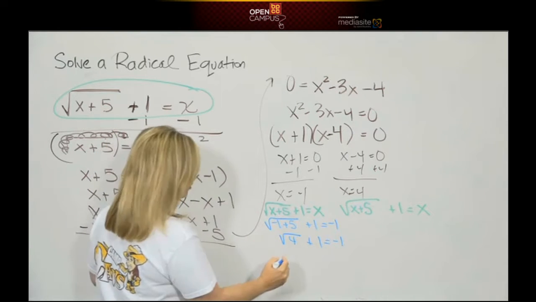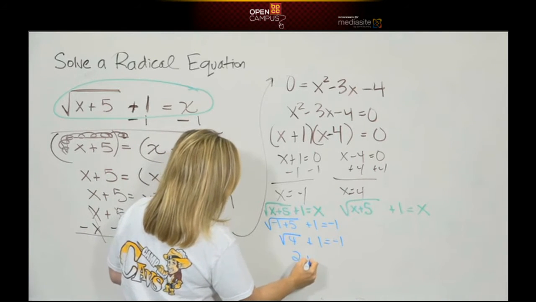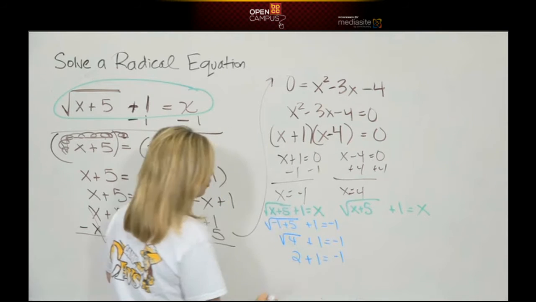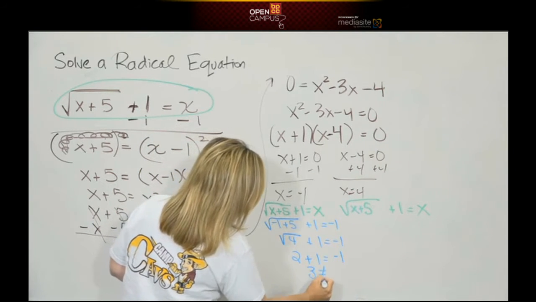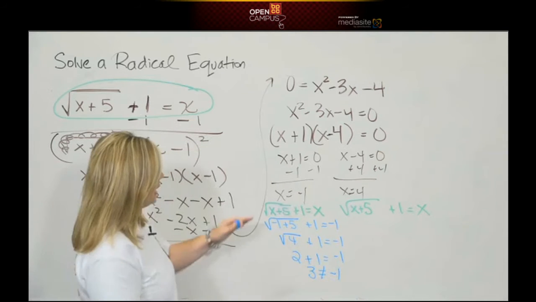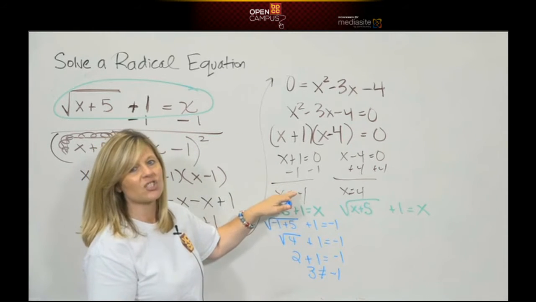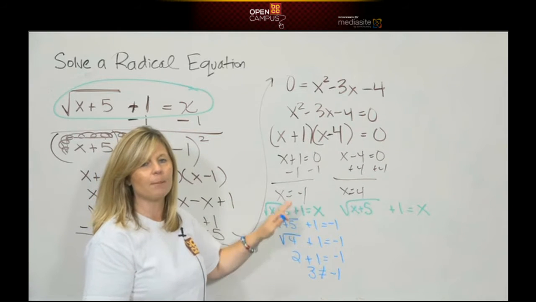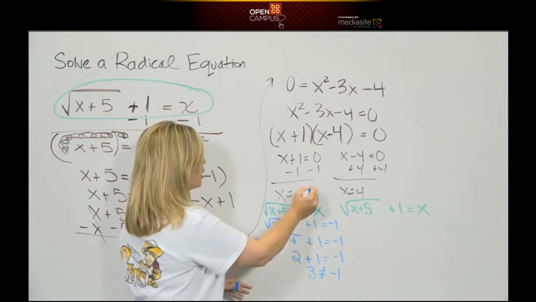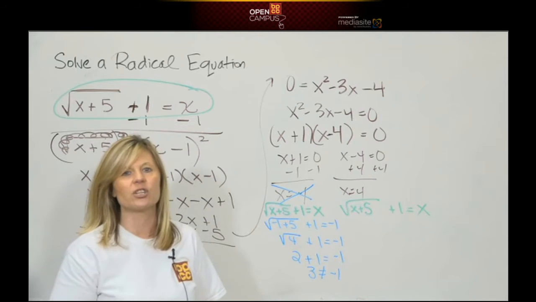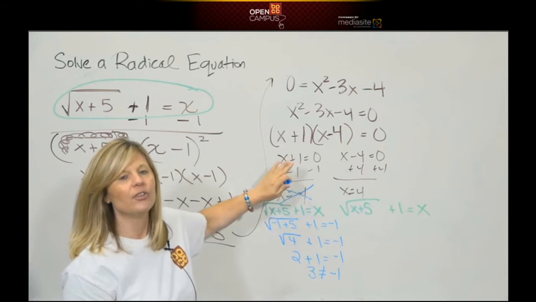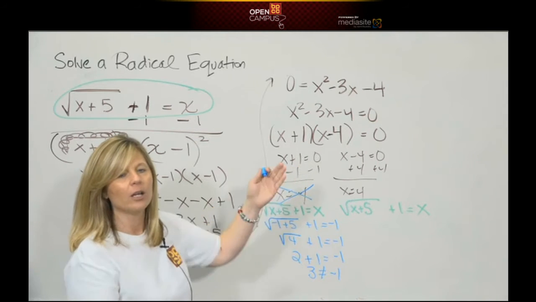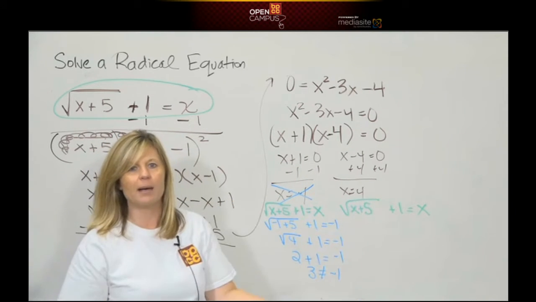We square root 4, which is 2. 2 plus 1, does that equal negative 1? 2 plus 1 is 3. 3 does not equal negative 1. If the answer you get for x does not make the equation balance, does not check, it goes in the garbage. It's useless. We call that extraneous. That cannot be the answer. The answer cannot be negative 1 because it didn't make the original equation balance.